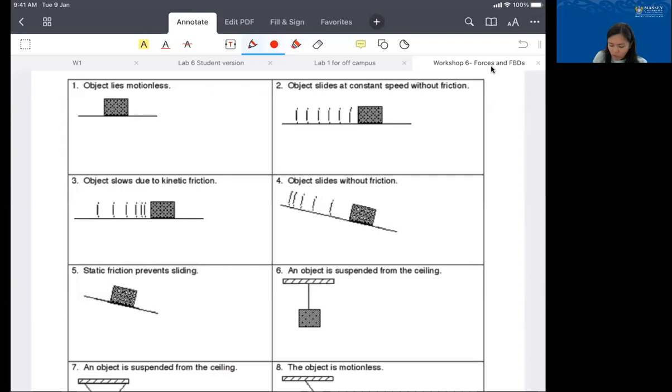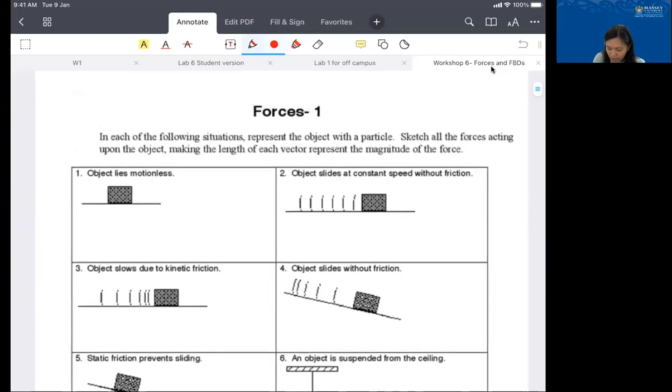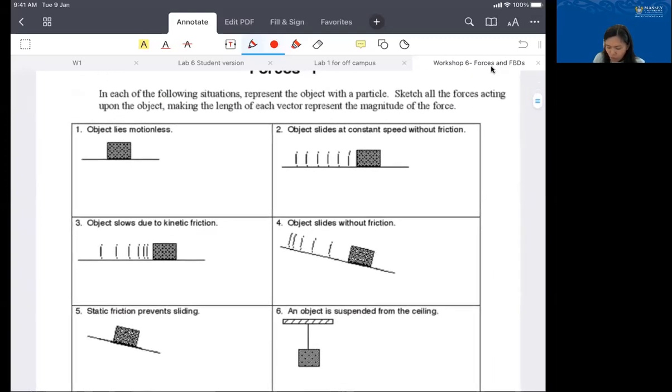All right. So the worksheet asks us to draw a sketch of all the forces acting on the object using a free body diagram. It asks us to represent the magnitude of the forces with the length and the direction of the arrow vector. So let's do the first one.